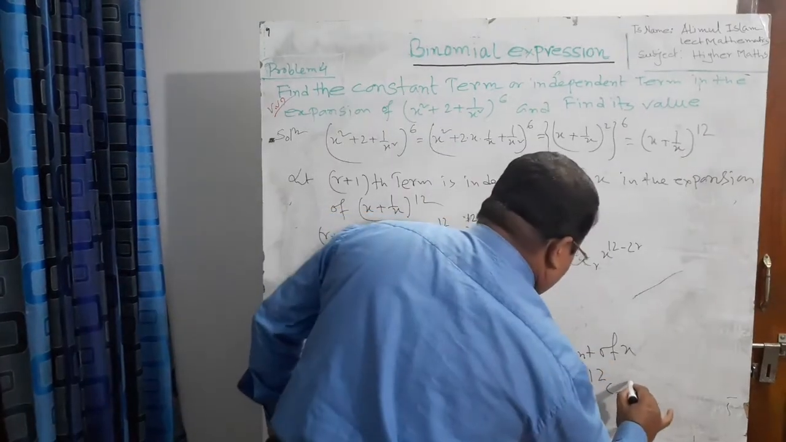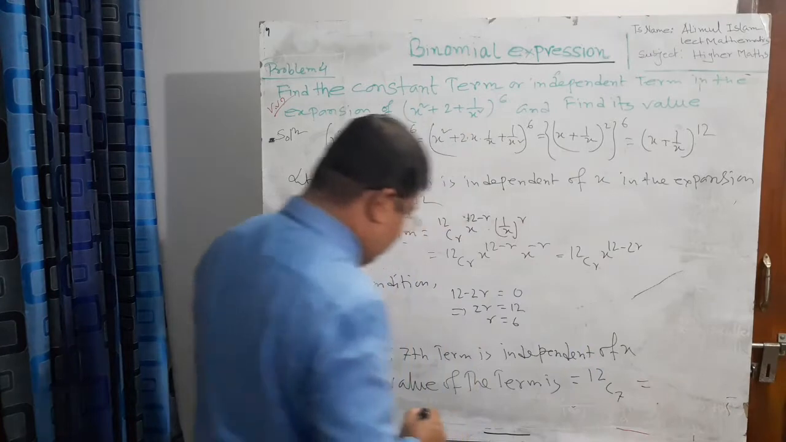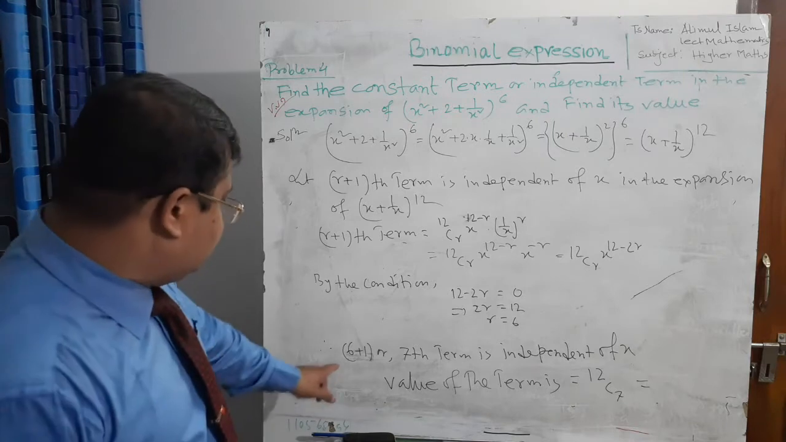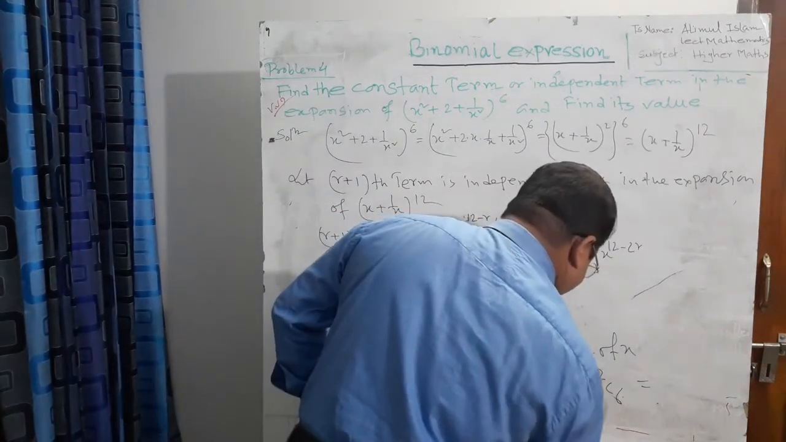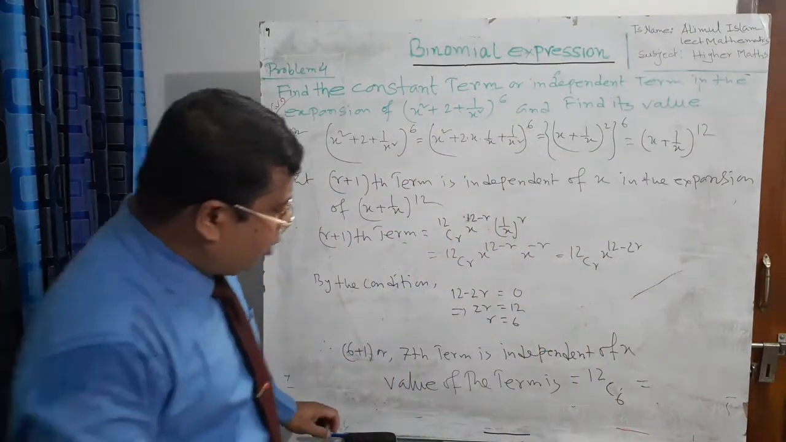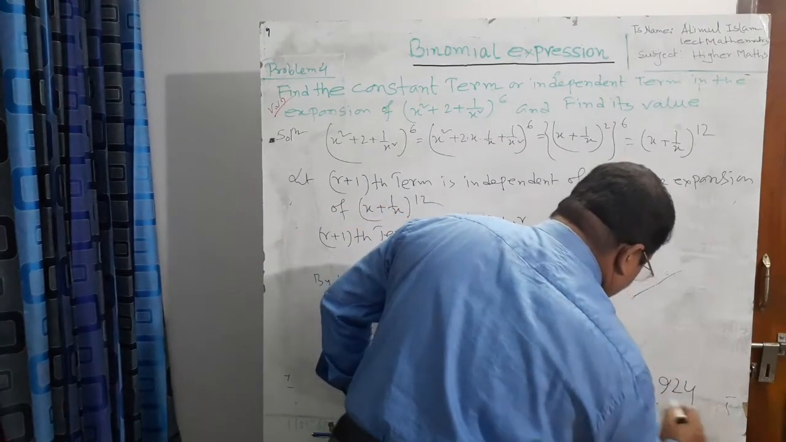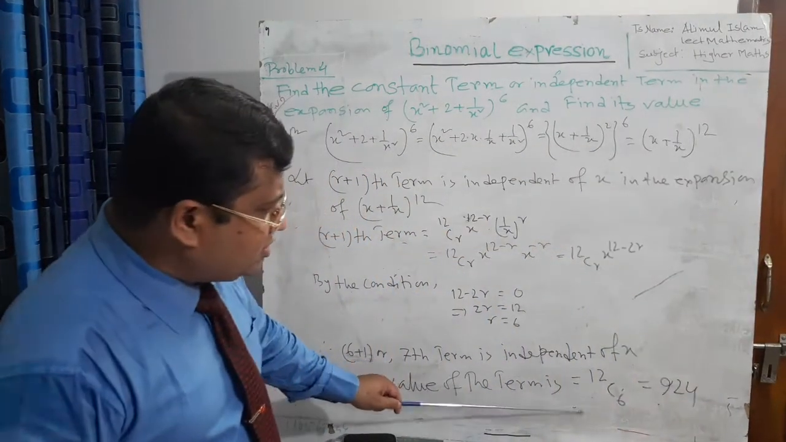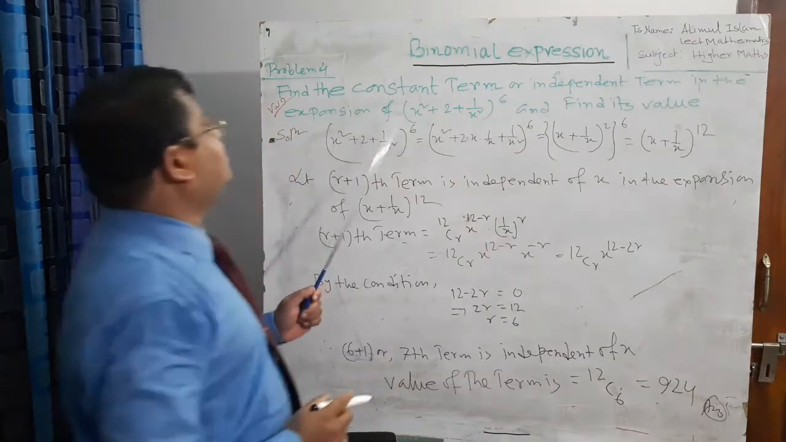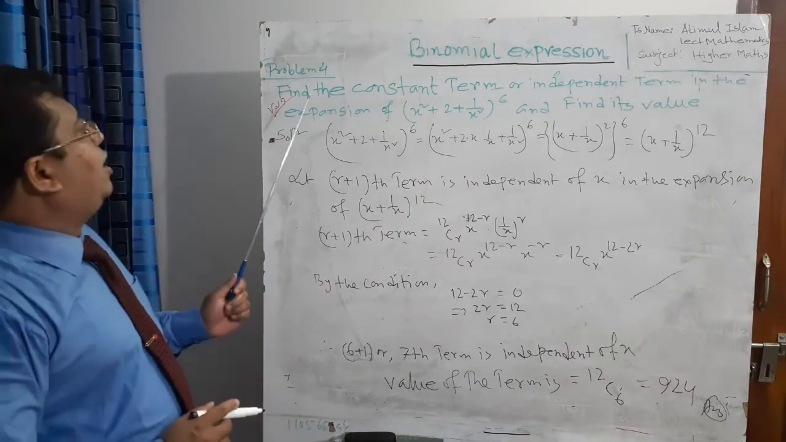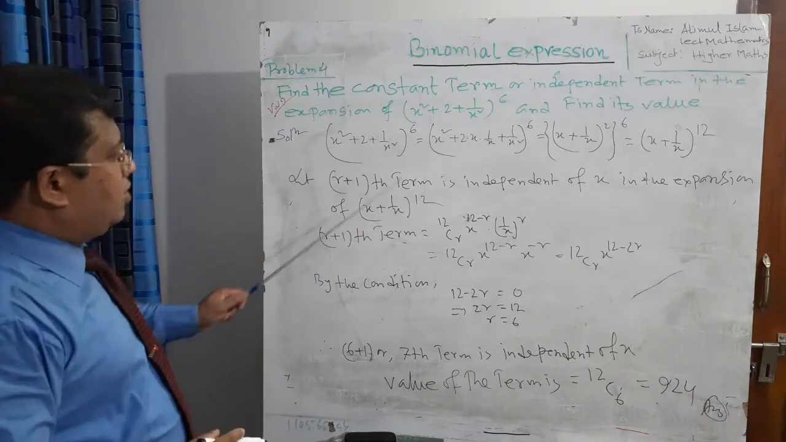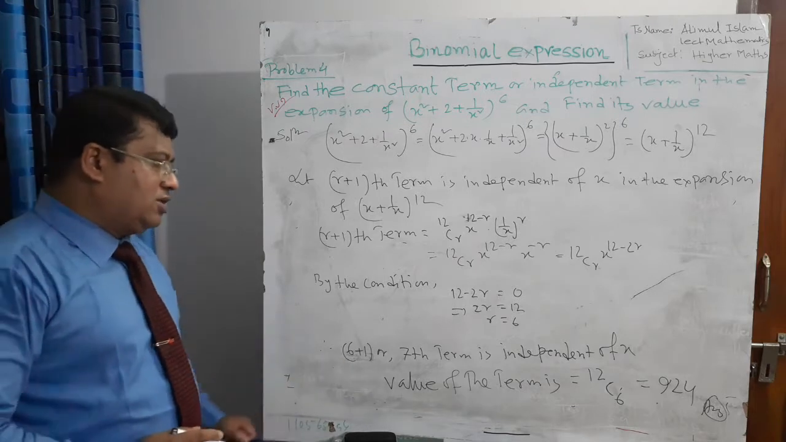12C7. Then you write 12C6, you can do the calculation, you will get this result. 12 factorial over 6 factorial times 6 factorial. After calculator you will get 924. You usually use the calculator for 12C6. You can easily find out this result. Answer. Very important maths. It comes in the board. Find the constant term or independent term in the expansion and find its value. You have the same system.